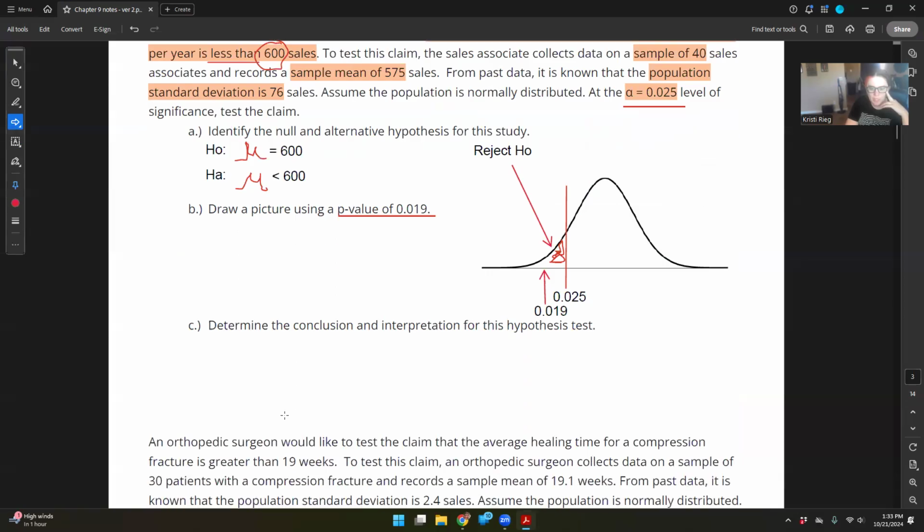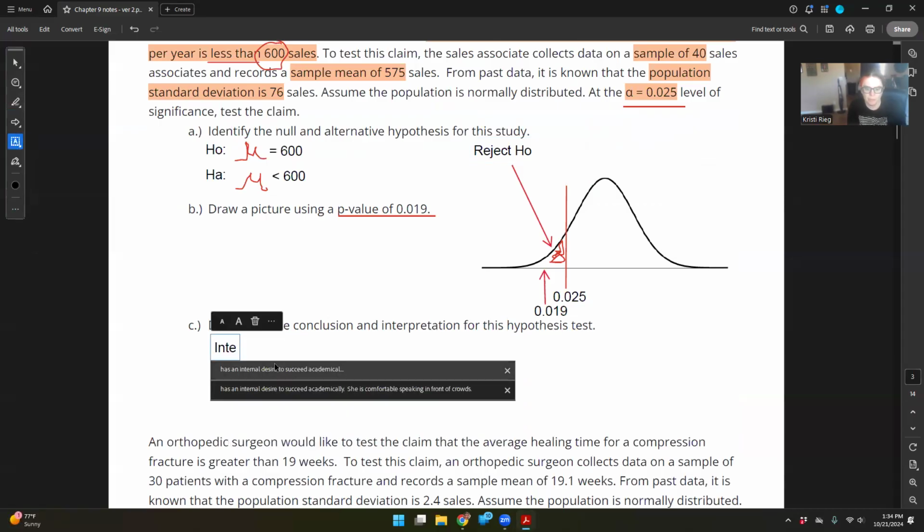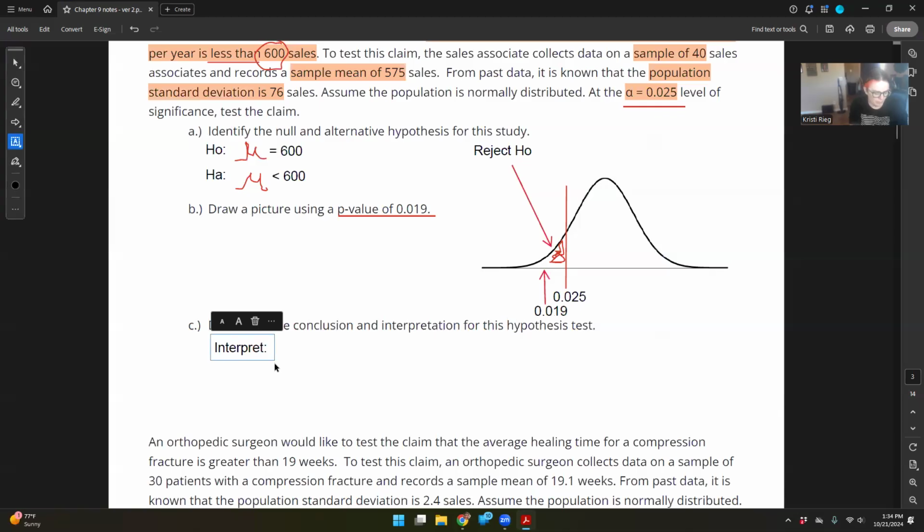Now we are going to determine a conclusion and then interpret. I don't know which one's the conclusion and which one is interpreting. Okay, interpreting is the reject. I wrote it up there, but let's write it down here too. We are rejecting the null. That's how I'm interpreting the picture, because our p-value, our 0.019, landed in the reject region.